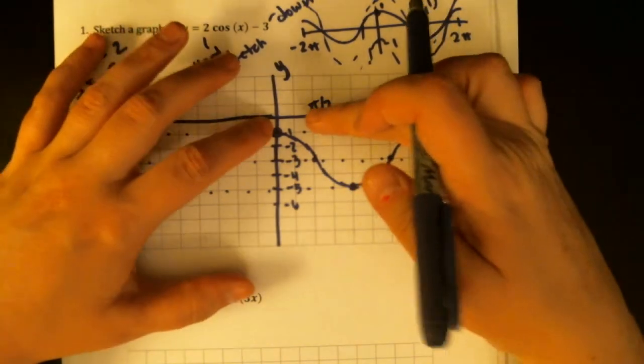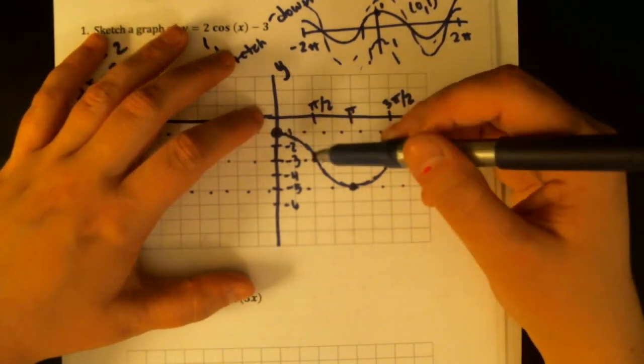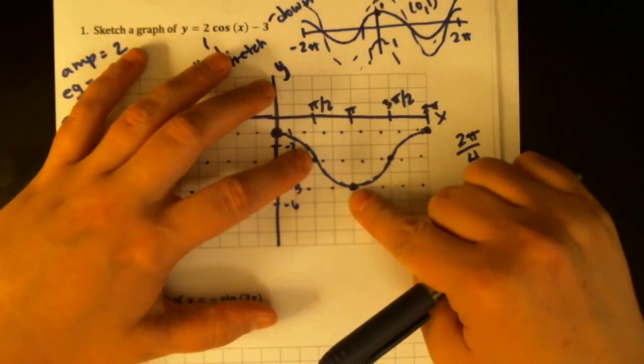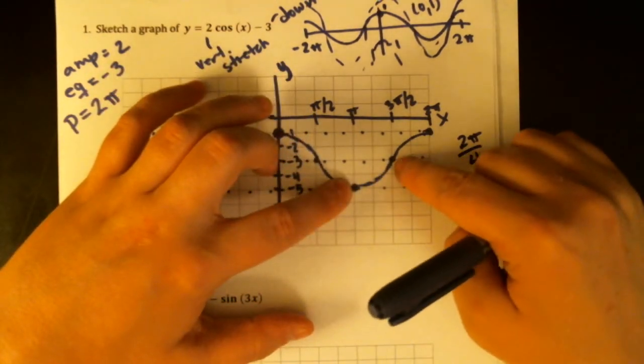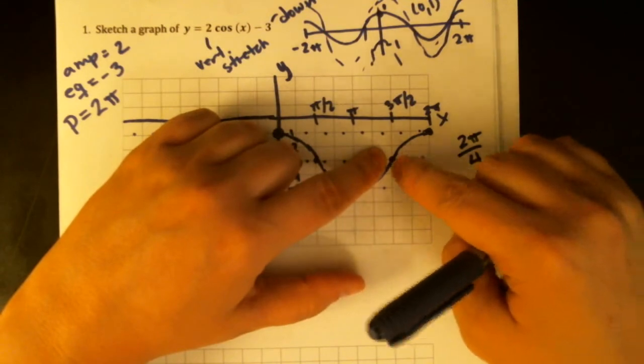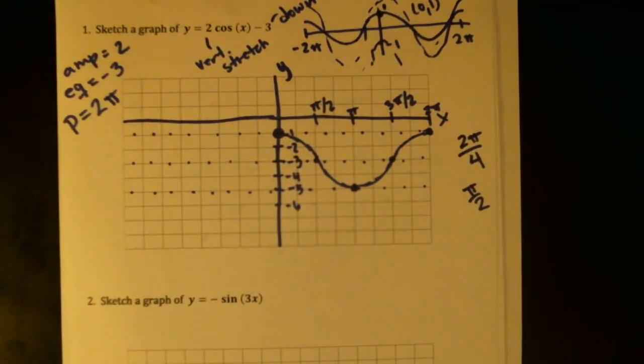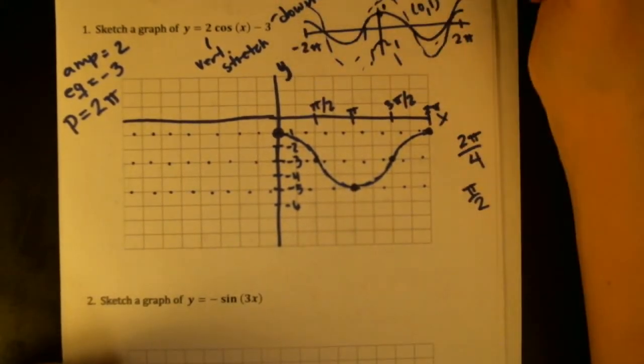So here's my pi over 2, a quarter of the period, I went from max to equilibrium. Here's another quarter, equilibrium to min. Here's another quarter, min to equilibrium, and then another one, equilibrium to max. So every quarter of a period, you're going to jump from one of those key nice points to another one.